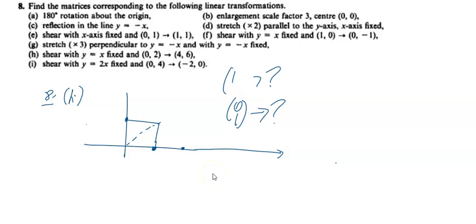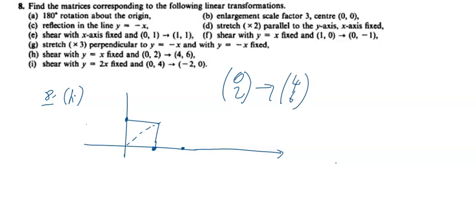So we're going to write down the information that they've told us. And one of the bits of information isn't very obvious really. So it says that first of all (0, 2) will go to (4, 6), and it also tells you that y equals x is fixed. So just pick a point on y equals x. I've just picked the point (1, 1). So (1, 1) is fixed. It's not going to move anywhere.